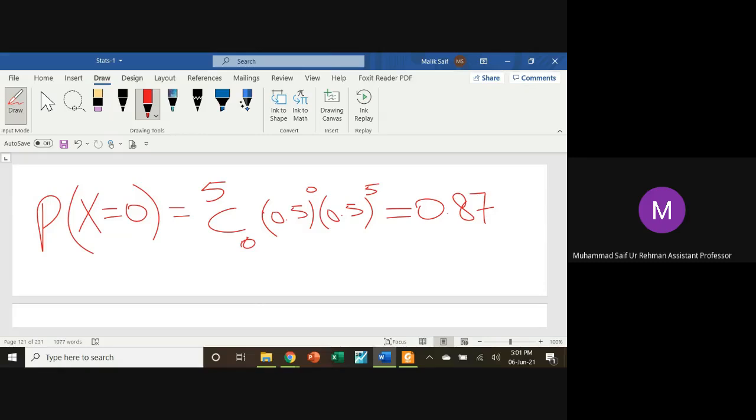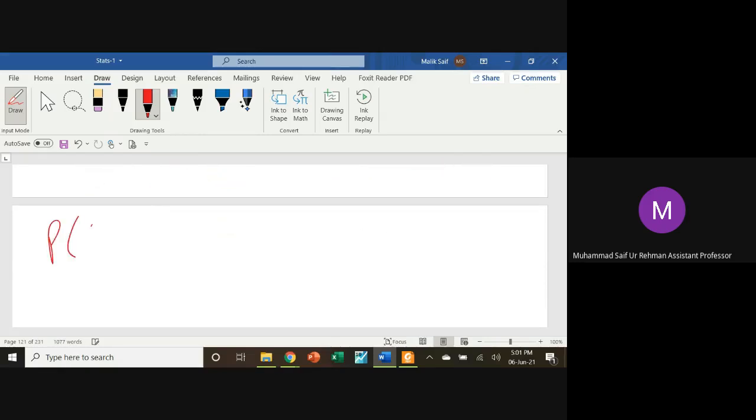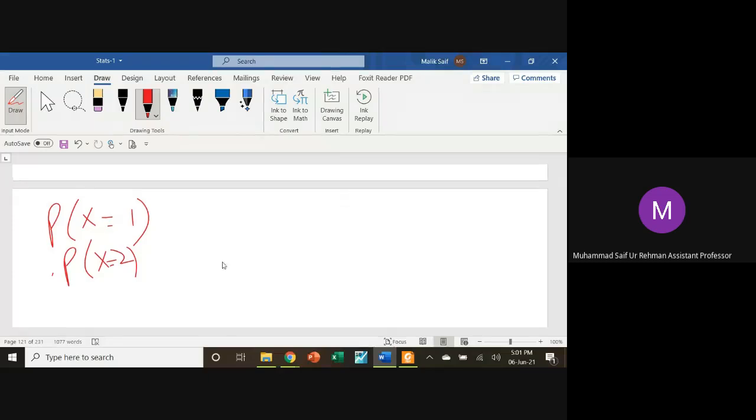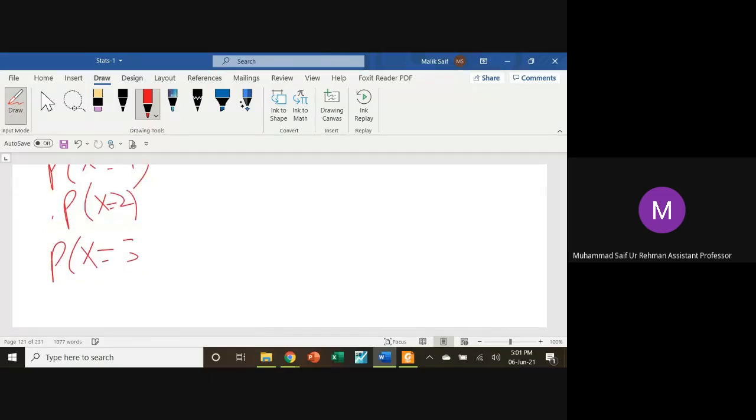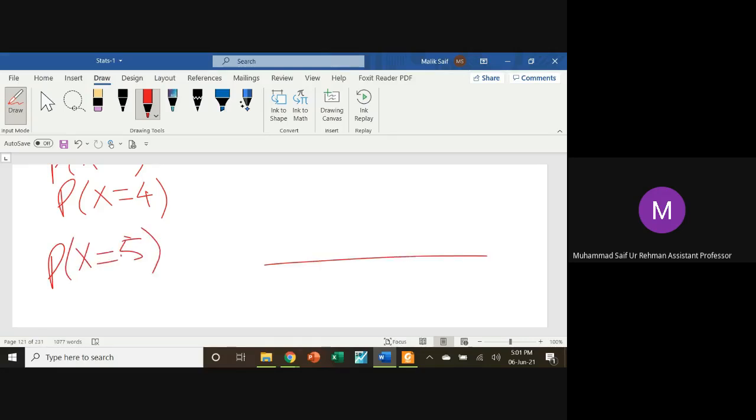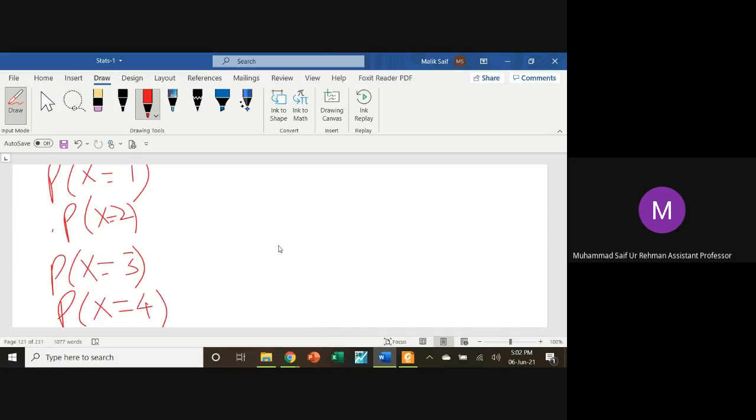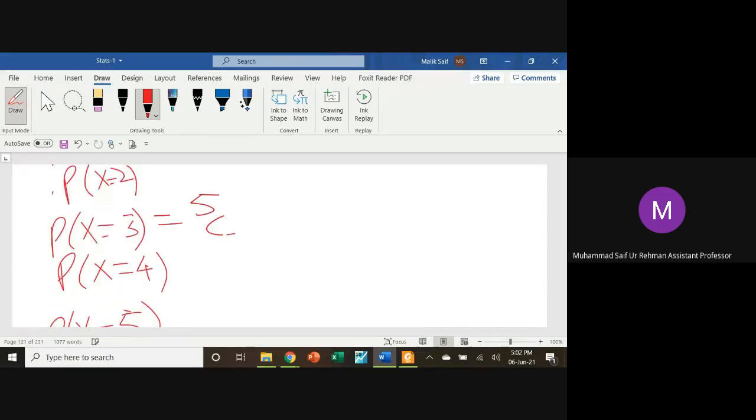0.55, so 0.87. Similarly, you have to check it for x is equal to 1, then x is equal to 2, then x is equal to 3. So for all you have to check. In this way you will distribute the probabilities. X is equal to 4, and finally P(x is equal to 5). One by one you will write them down, and finally you will add the probabilities. The answer will become equal to 1. Let's say for 3 it will be 5C3, 0.5 power 3, and 0.5 power 5 minus 3, 2.